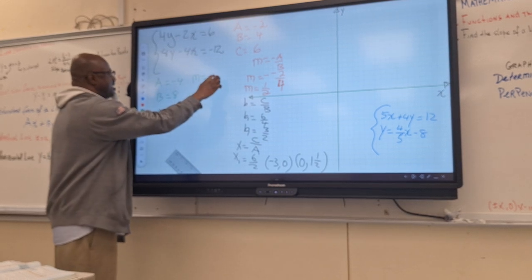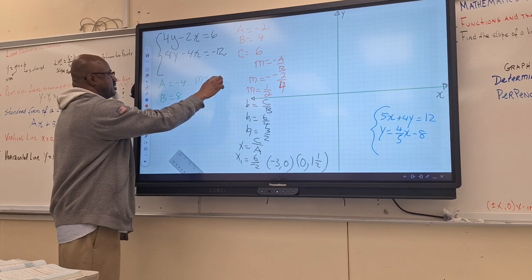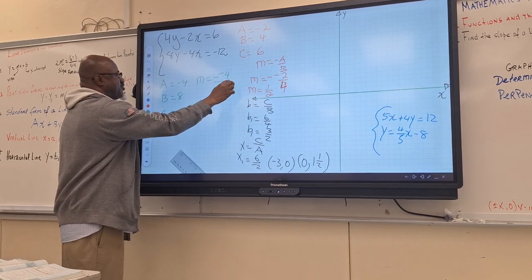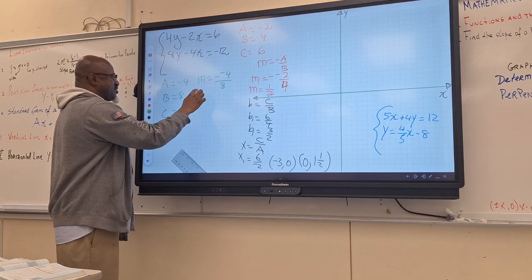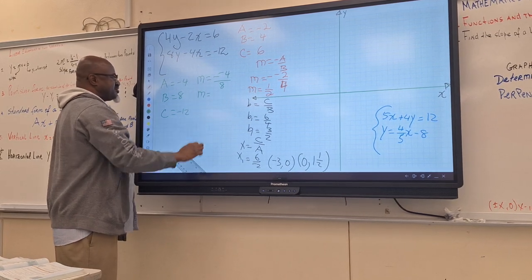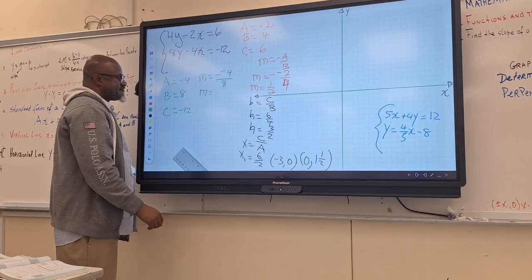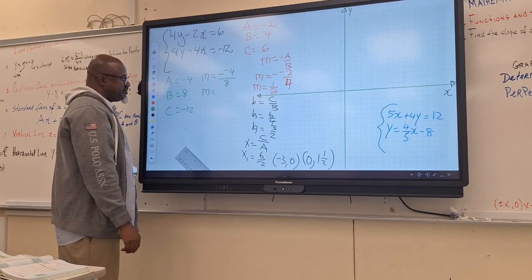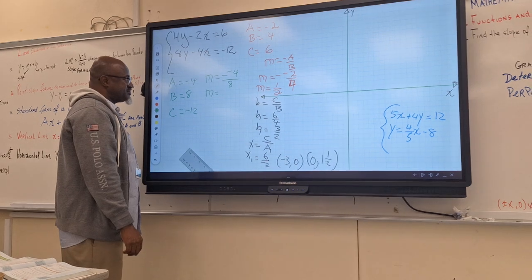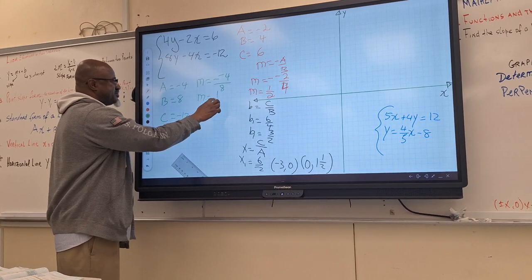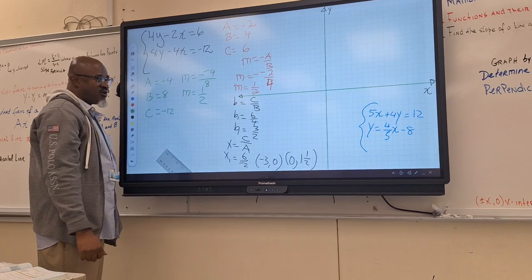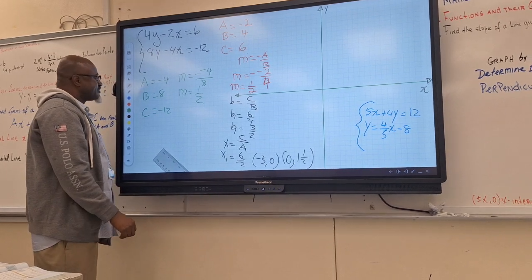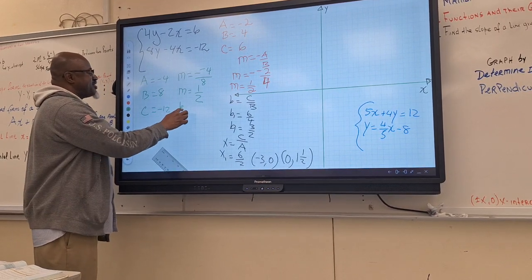Negative A. What is A? Negative 4 over B, which is 8. The two negatives become positive. When you simplify that, what is that? Not 2, it cannot be 2. Why? 1 over 2. If your numerator is less than your denominator, your answer will always be less than 1.